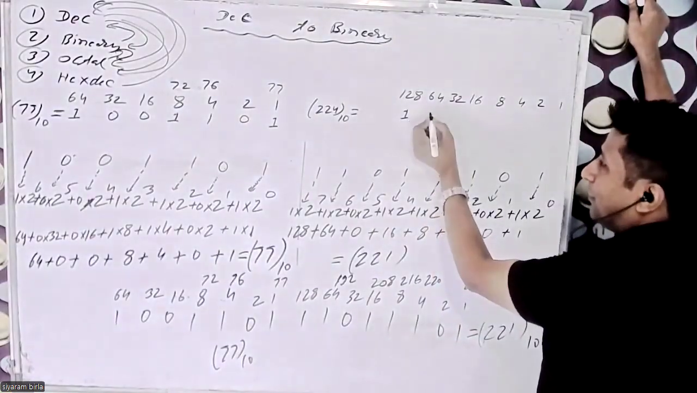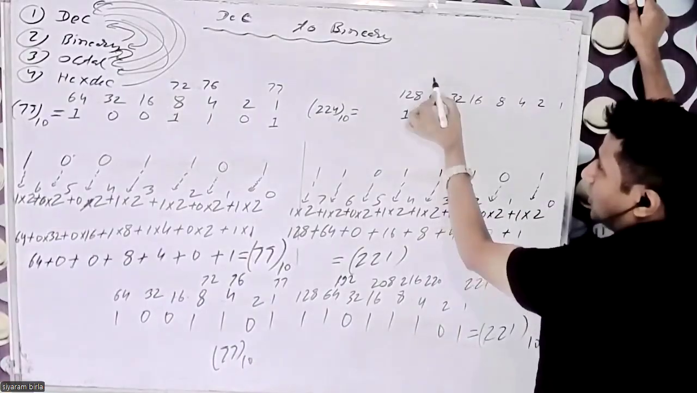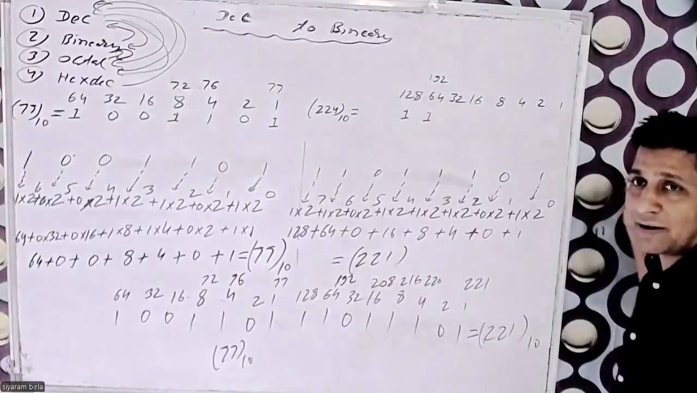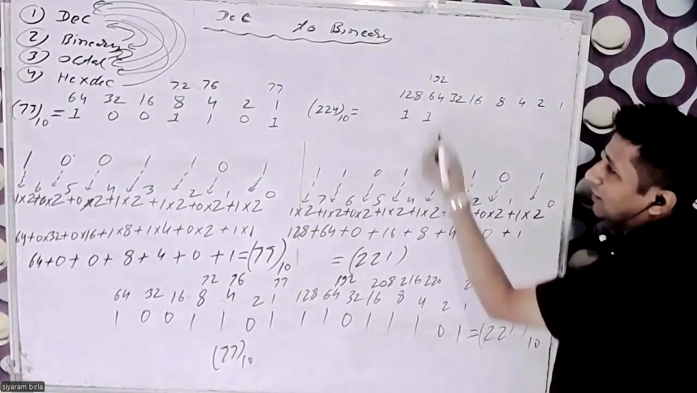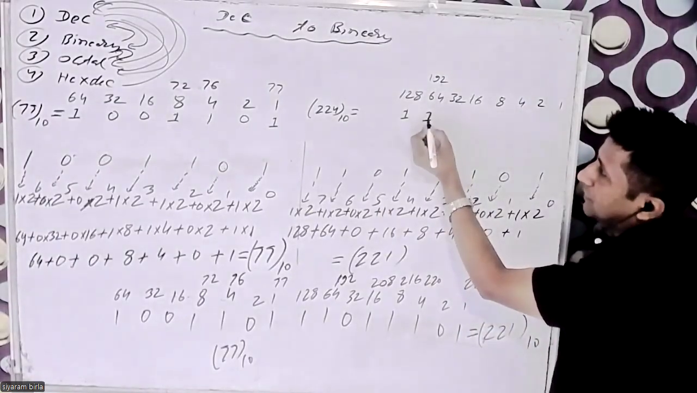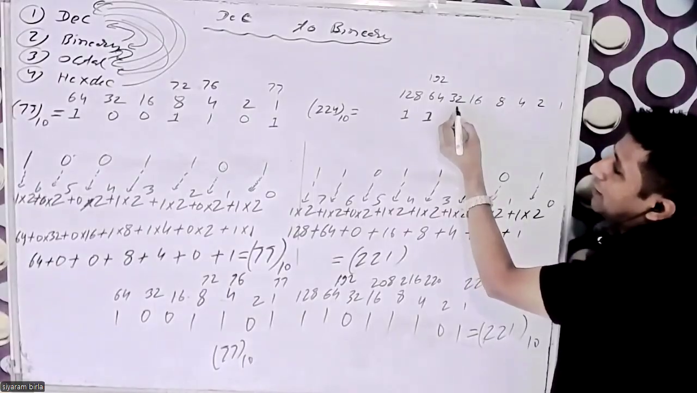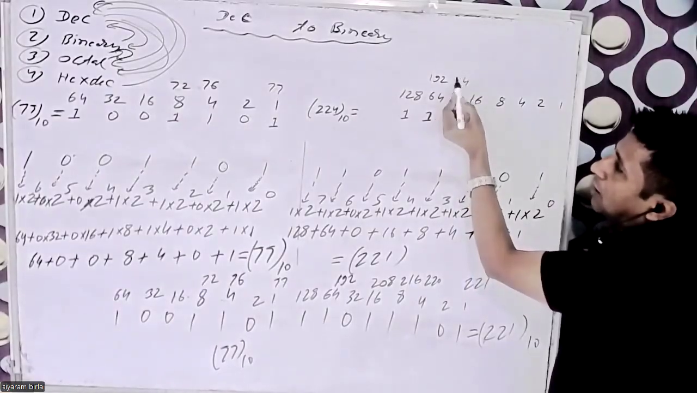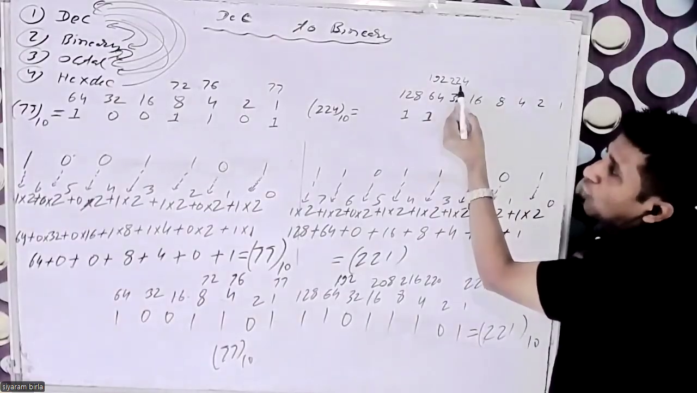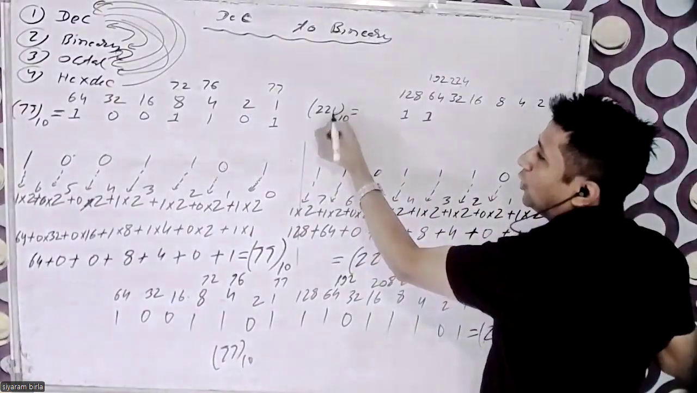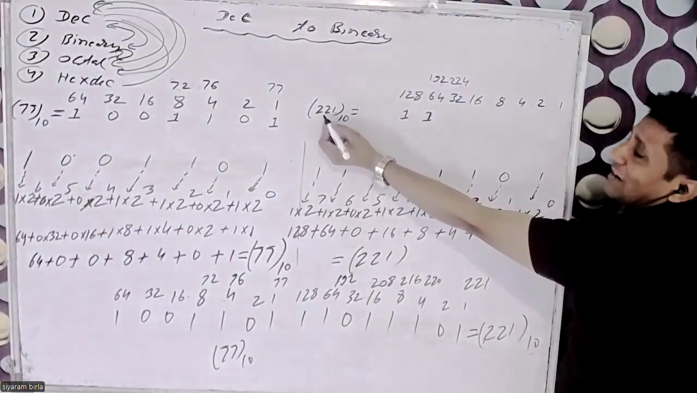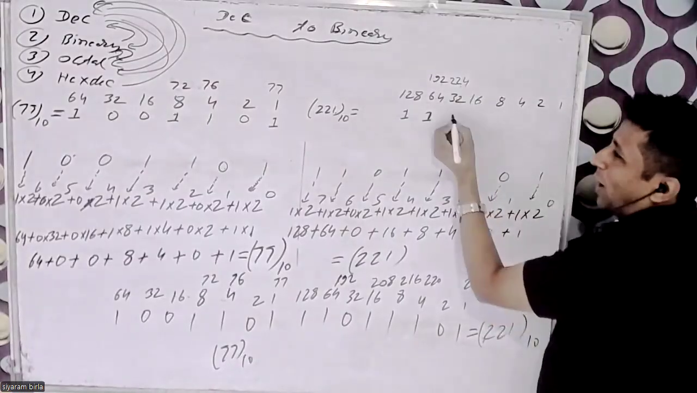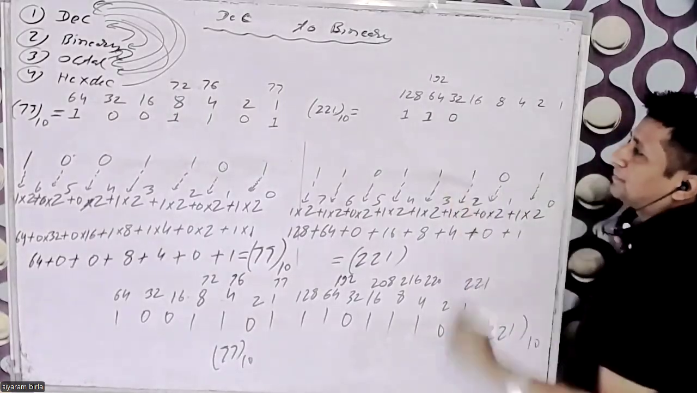So I take 1. With 1 here, the combination 128 plus 64 becomes 192. 192 is also lesser than 224, so I can consider 1, I can take 64 as a 1. If I add the 32, 192 plus 32 becomes 224, sorry, it's 221, my bad. 224 is greater than 221, so I cannot take this number. So it becomes 0.